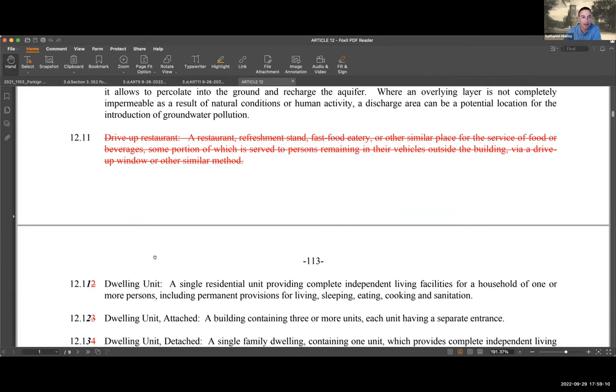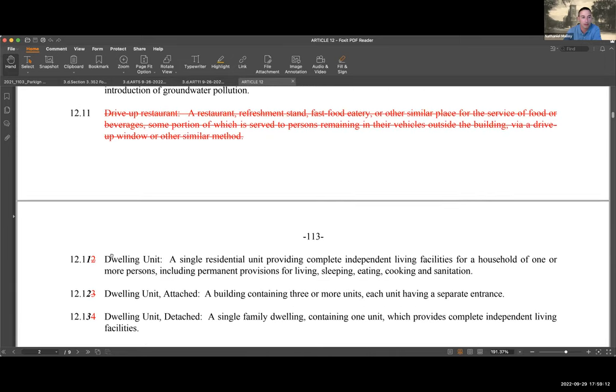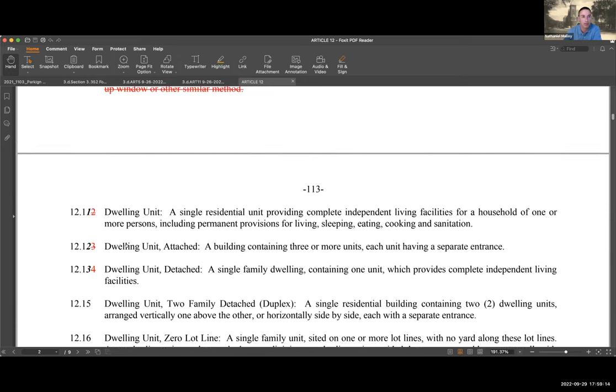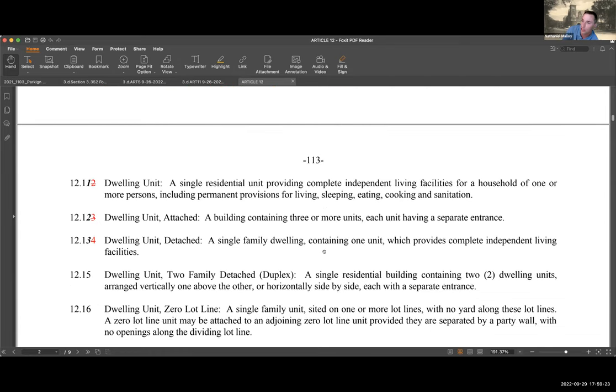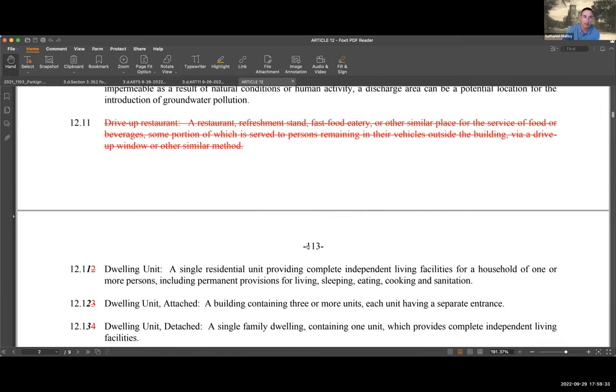And after that, all the numbering changes. Because we're removing one definition, the rest of the numbers change, so instead of this dwelling unit being 12.12, it's now 12.11. So those are the only changes in Article 12. There is a definition for a restaurant, which remains unchanged. And so really those are the only changes.